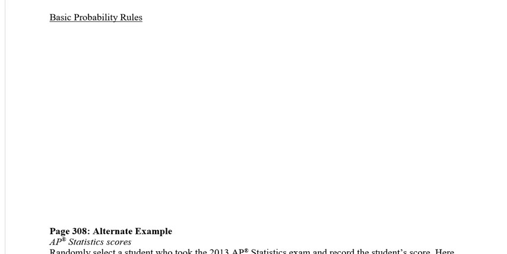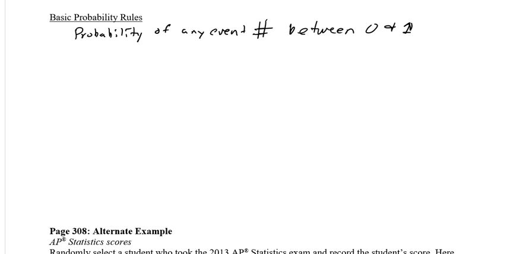The probability of any event that we do is a number between 0 and 1. 0 would be no chance that the event occurred, and a 1 would be it must occur. So there are many more opportunities where you have a 0 probability. Not very often do you have a 100% probability.